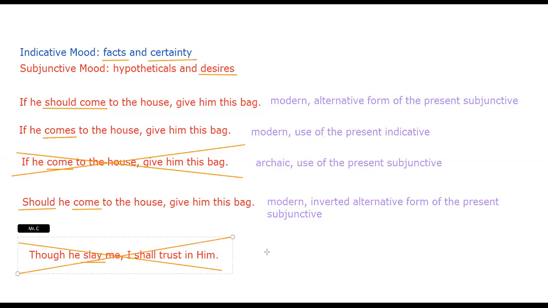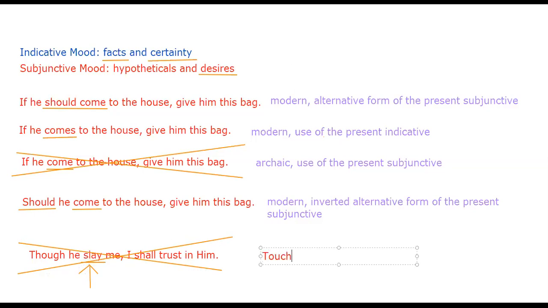So we would not say, though he slay me, I shall trust in him. But we wouldn't say, though he slays me, I shall trust in him, because that would mean something completely different, and that would just not work at all. Because it would mean that someone's actually slaying you, and you're trusting in them anyway. But that's not what you want to say, because the original here says, though he may slay me, I shall trust in him. So the key word here is may.